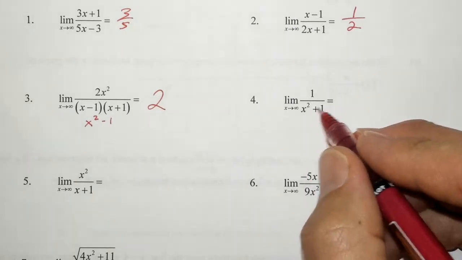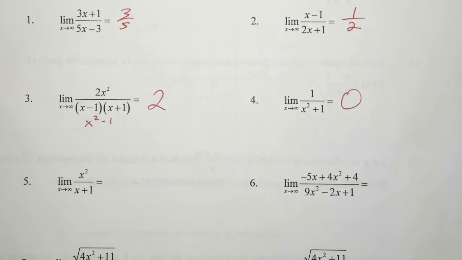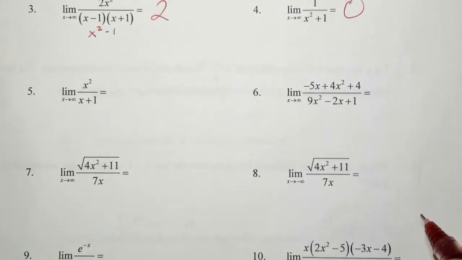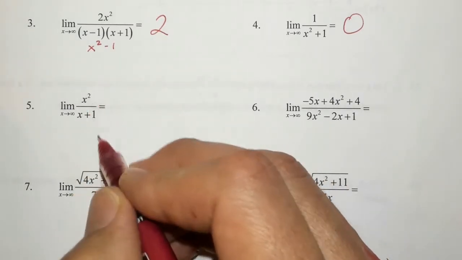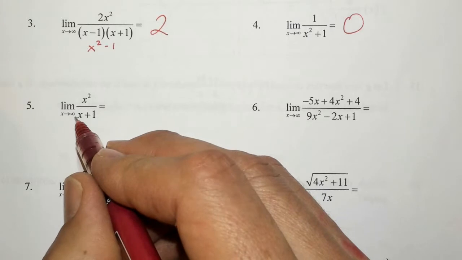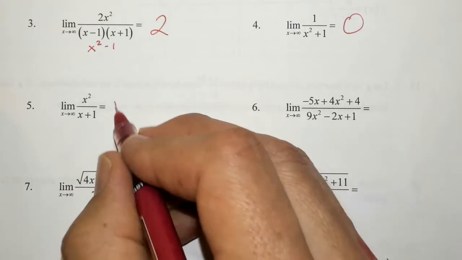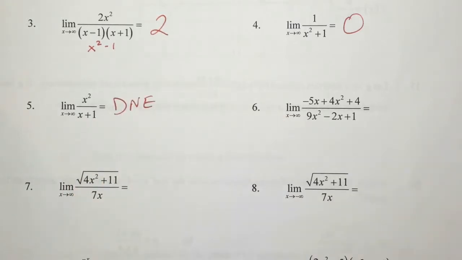We know when that situation occurs, the limit as x approaches positive or negative infinity will be 0. For number 5, now the highest exponent is only in the numerator. The numerator is growing too fast for the denominator to keep up. Therefore, there's no limit. It does not exist.